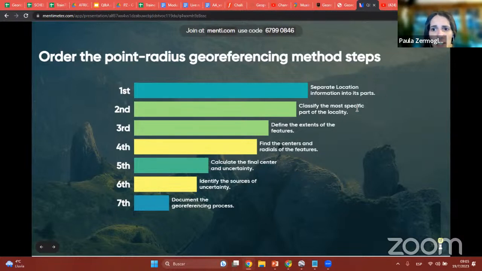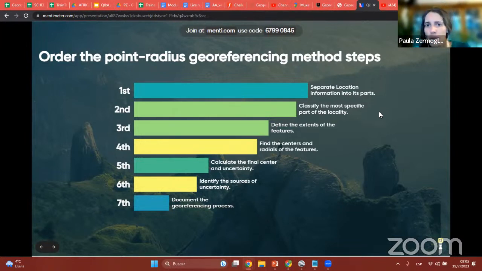The second step is to classify those parts, just as I said: this is administrative division, this is elevation, and go into the most specific part that we have, and with that part, classify it. Classify it means determine which type of locality we're dealing with. Is it a geographic feature only? Is it a distance at a heading? Is it distance only? Is it coordinates only? So for the most specific part that we have, we determine which type of locality it is.